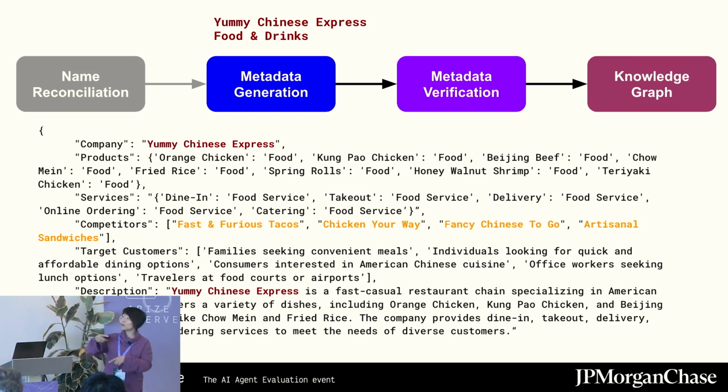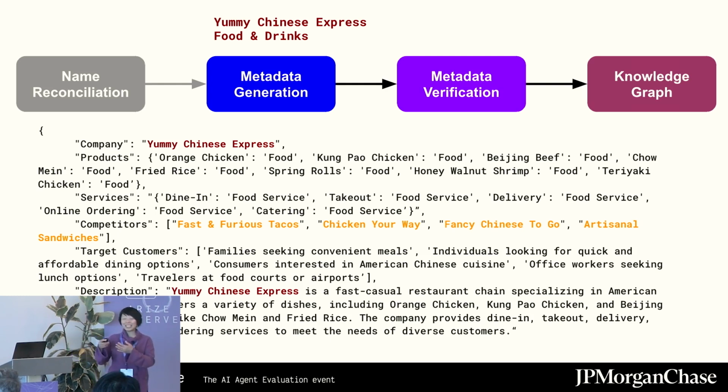But this is through various iterations of LLM prompting itself, improving. And so this is the final response that we have: products. And you might see that products is actually categorized to the so-called industry. So orange chicken falls under food. So unfortunately, this example is all food.